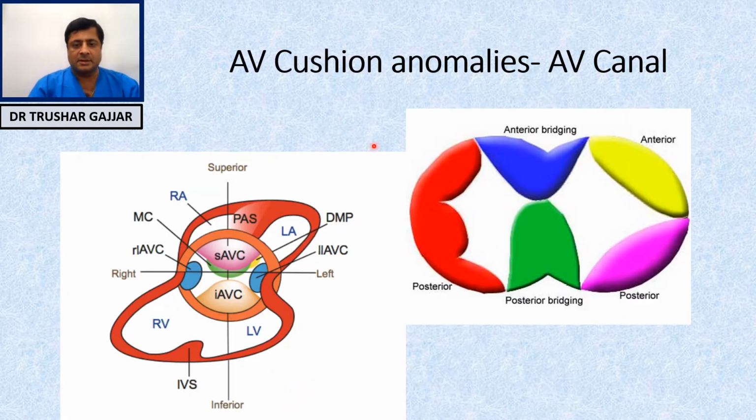So let us see the AV cushion anomaly, or what is called AV canal defect. We have seen that the anterior and posterior, or ventral and dorsal, endocardial cushions grow towards each other and fuse with each other, dividing the atrioventricular canal into two parts, right and left. There are other cushions also which develop from the lateral side and form the atrioventricular wall.